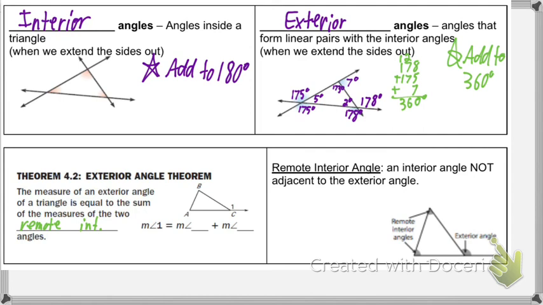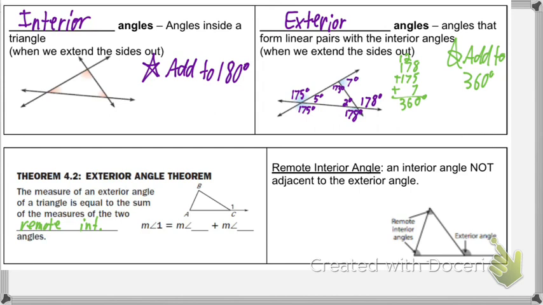178 should be the sum of the two remote interior angles. 5 plus 173, 178. Here's why that mathematically works every single time. What do these two angles that I'm pointing to right now have to add up to be? They have to add up to be 180, because they're a linear pair.